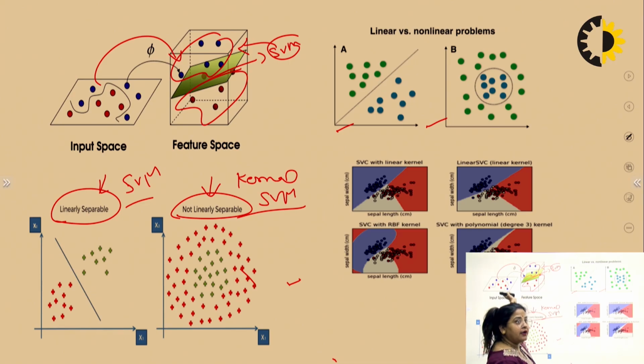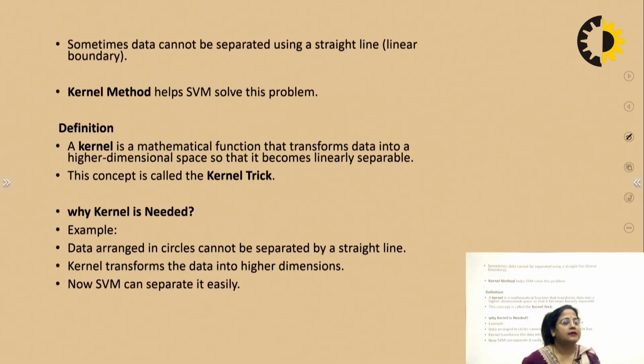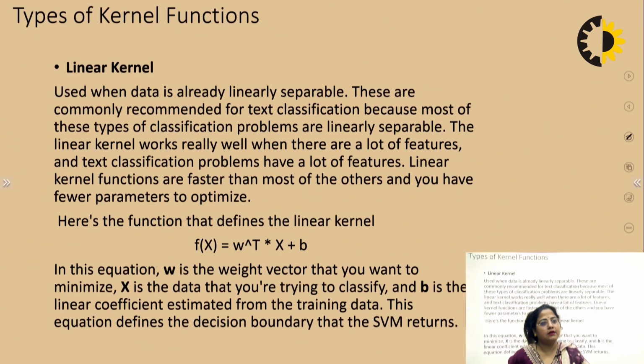So this data, by using a kernel, is transformed into 2D form. The kernel transforms data into a higher dimension, and the SVM separates it. So now the kernel SVM can easily separate this data. Now I will tell you the types of kernels in SVM, because in SVM there are different types of kernels.